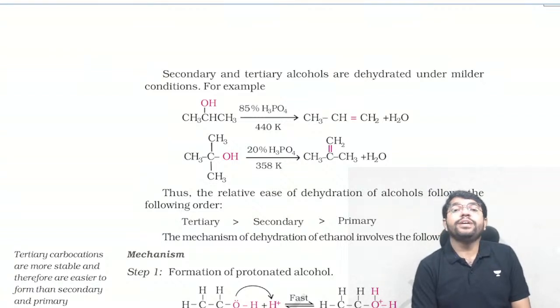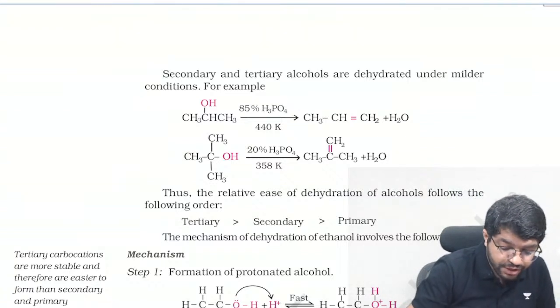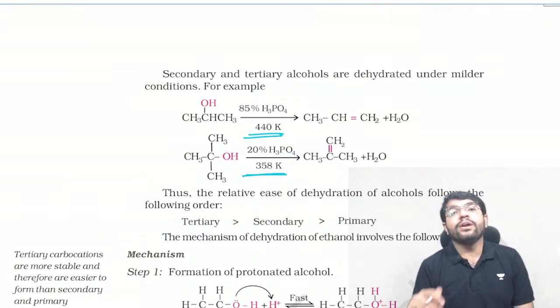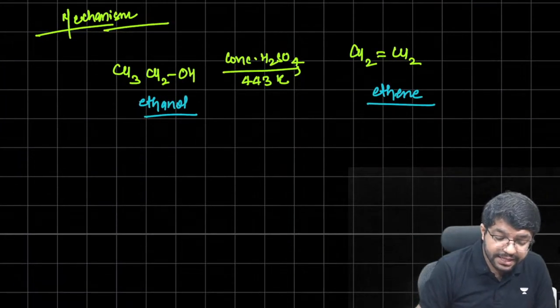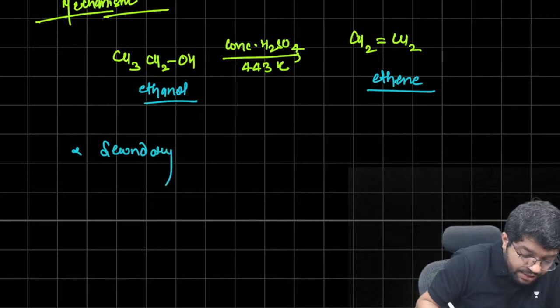At 443, it is going to be your primary. Secondary goes at 440 and tertiary goes at 350. Something important, something is hidden. Not every alcohol requires this; primary alcohols require this. Remember, secondary and tertiary alcohols.